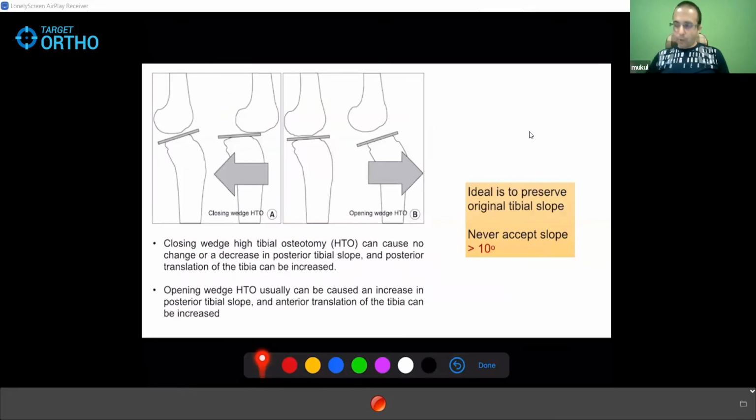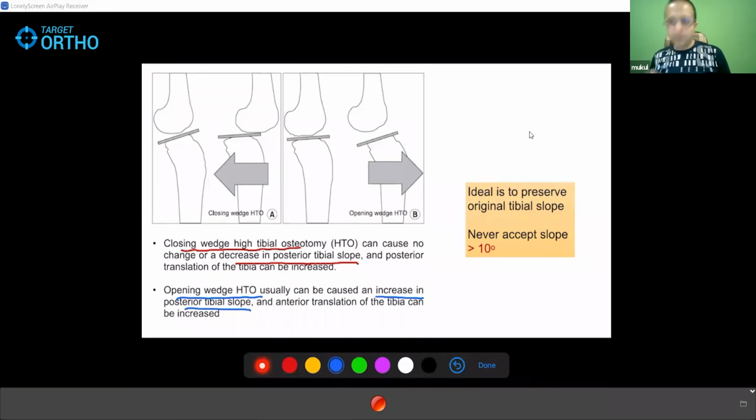Okay. All right. Now, as I told you, there will be some changes in the tibial slope that will happen. So when you do the closing wedge technique, there is closing of the tibial slope, decreasing tibial slope. And when you do the opening wedge technique, there is opening of the tibial slope. This is how I remember: कि closing wedge में tibial slope कम हो जाती है, opening wedge में tibial slope naturally बढ़ जाती है.